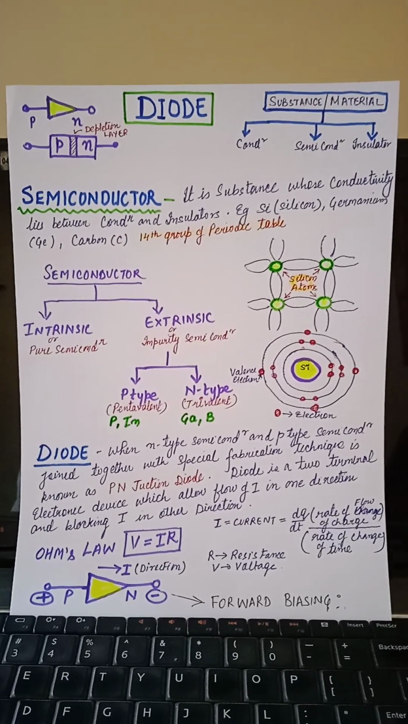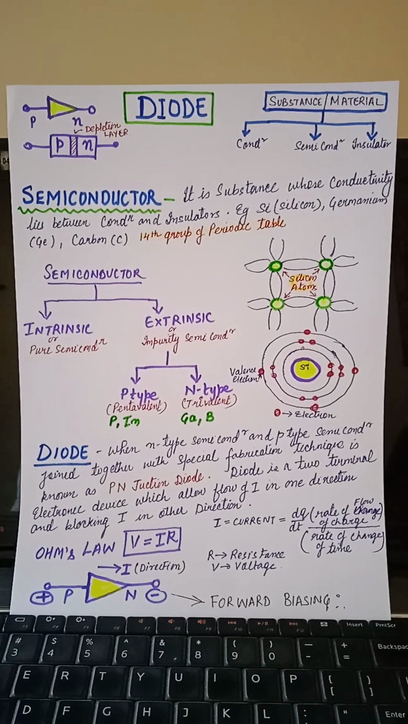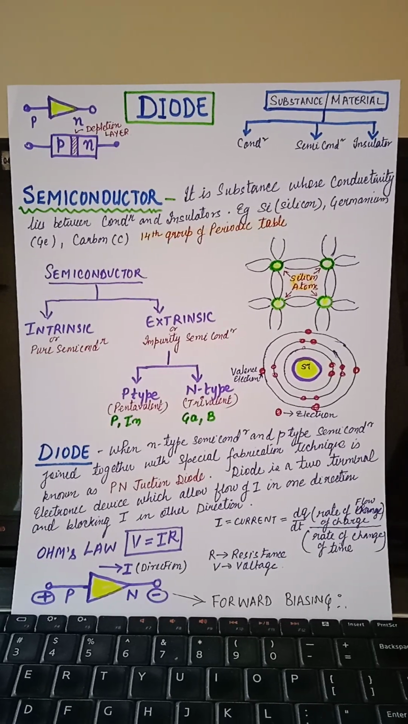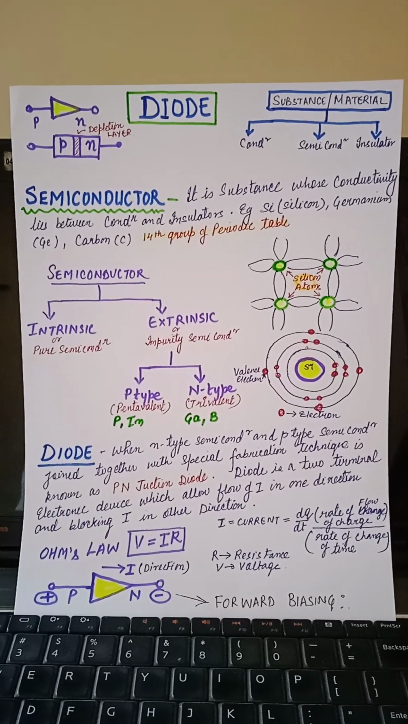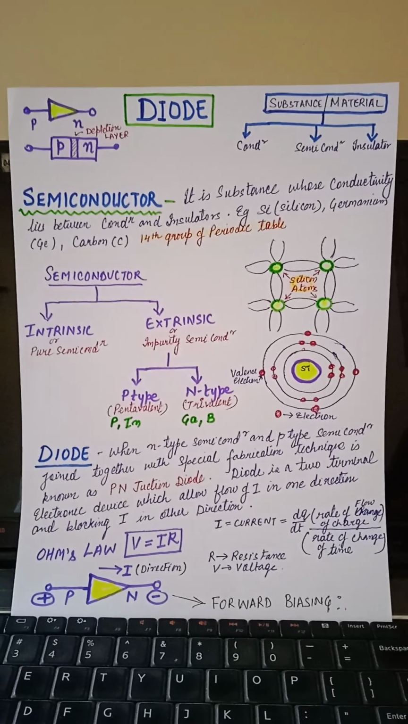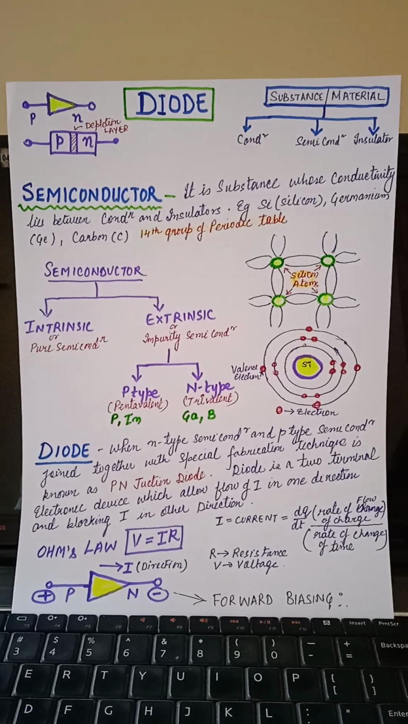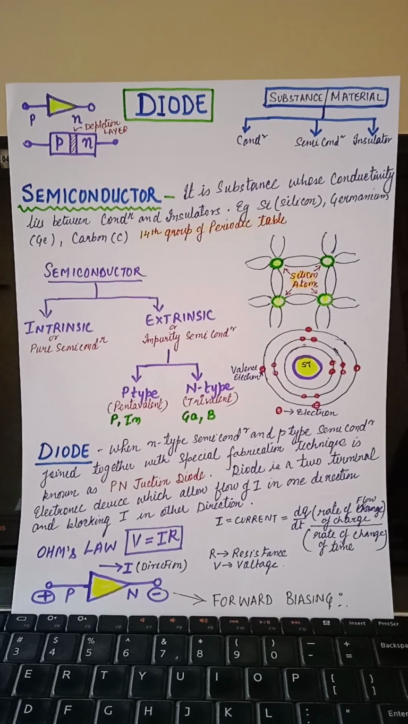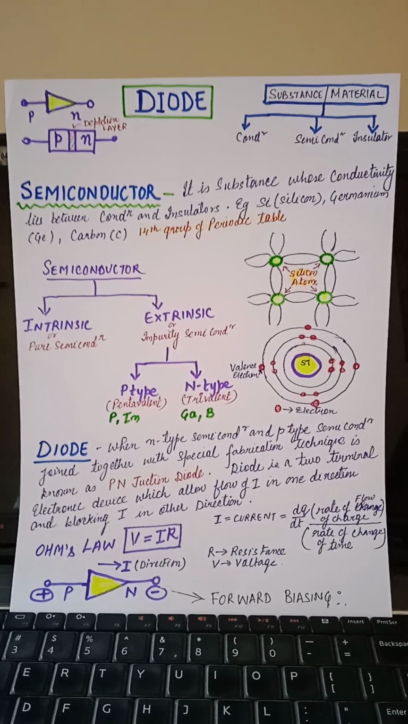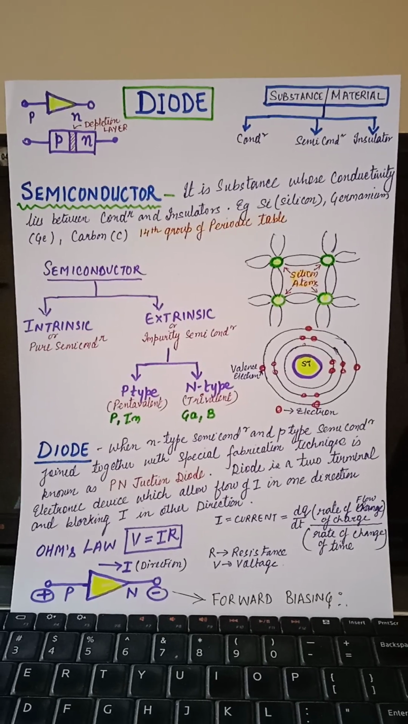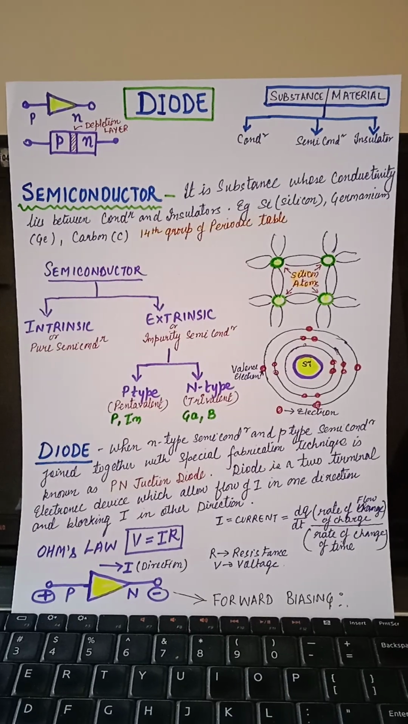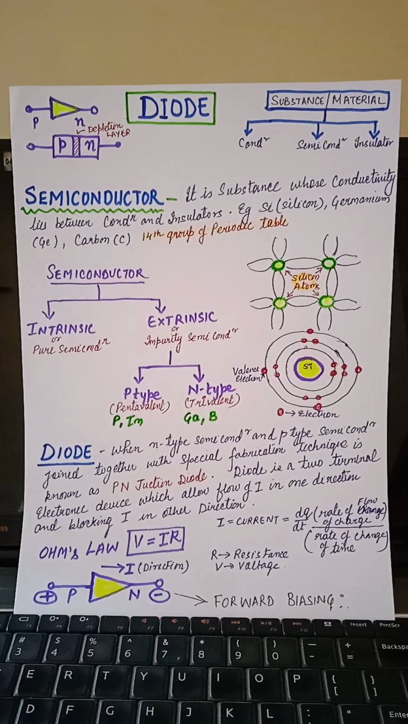So there are two figures. In the first figure, four silicon atoms are arranged and bonded with each other, and in the second figure, for one silicon atom, we see how the electrons are arranged in various shells. In the first shell there are two electrons, in the next shell eight electrons, and in the outermost shell, four valence electrons are available.